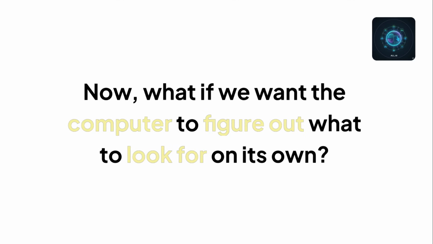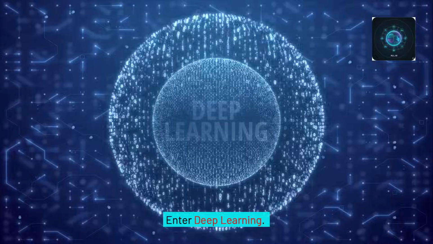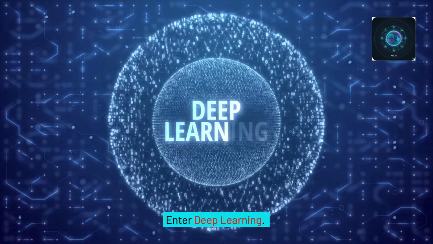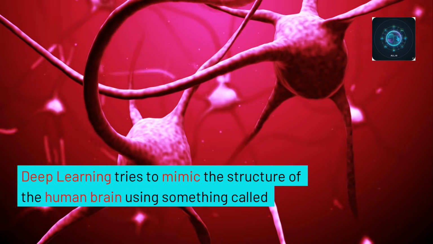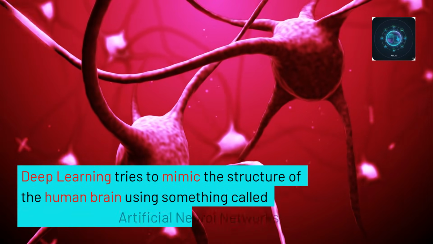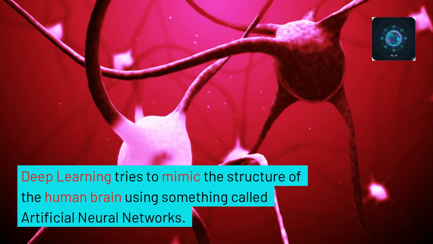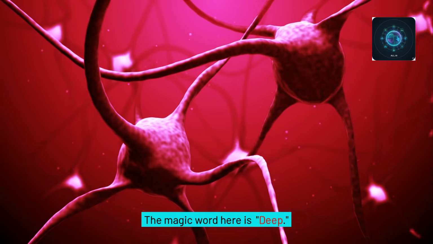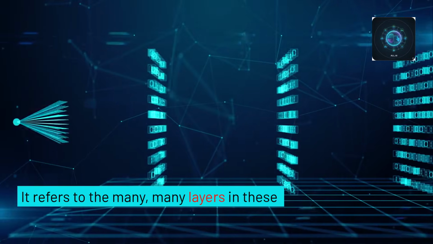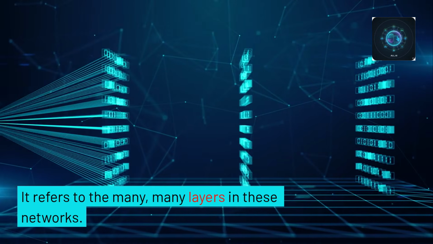Now, what if we want the computer to figure out what to look for on its own? Enter deep learning. Deep learning tries to mimic the structure of the human brain using something called artificial neural networks. The magic word here is deep. It refers to the many, many layers in these networks.